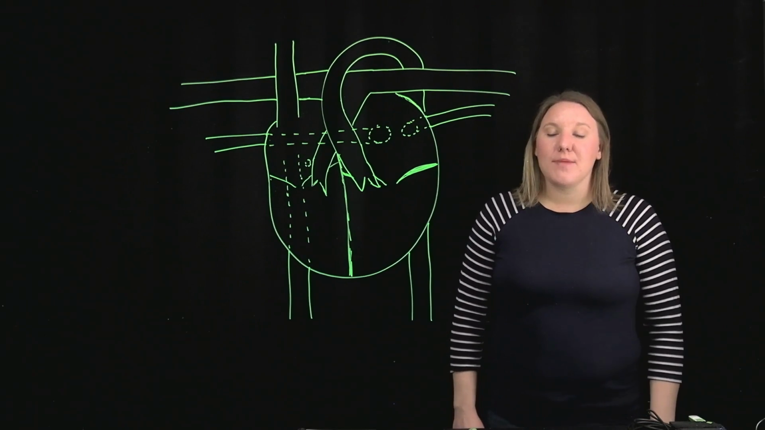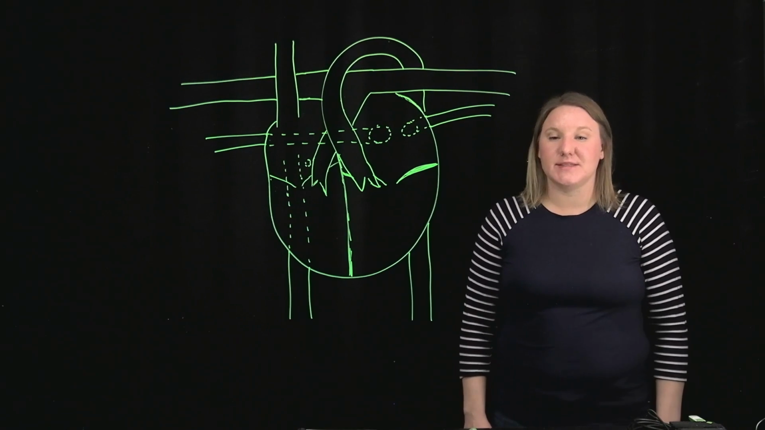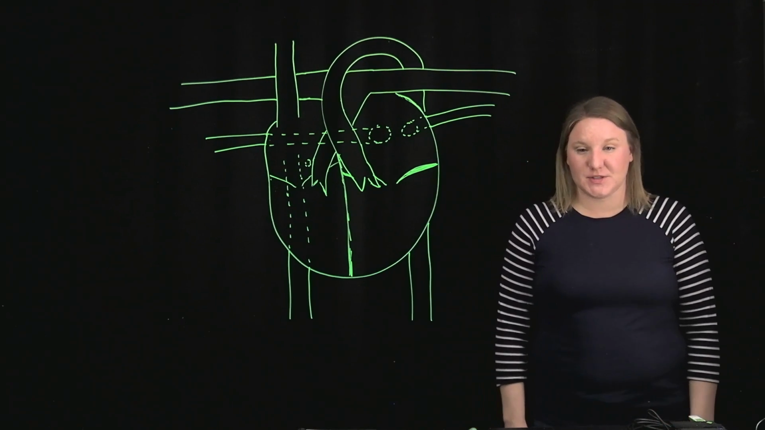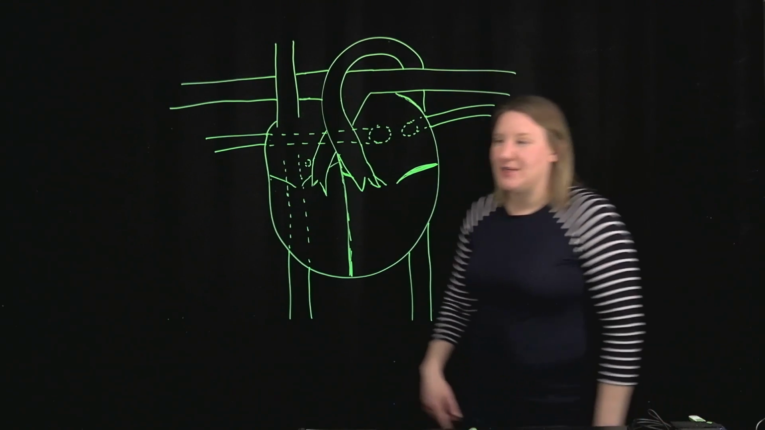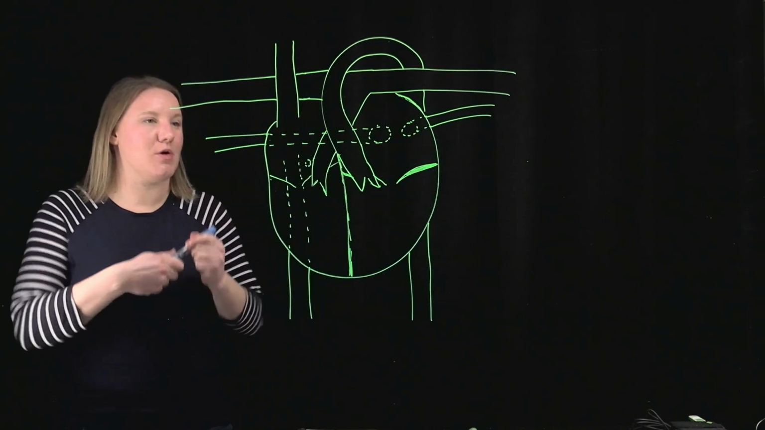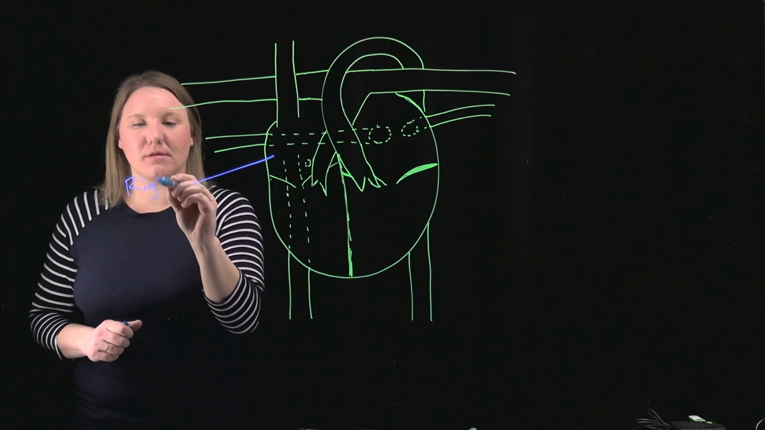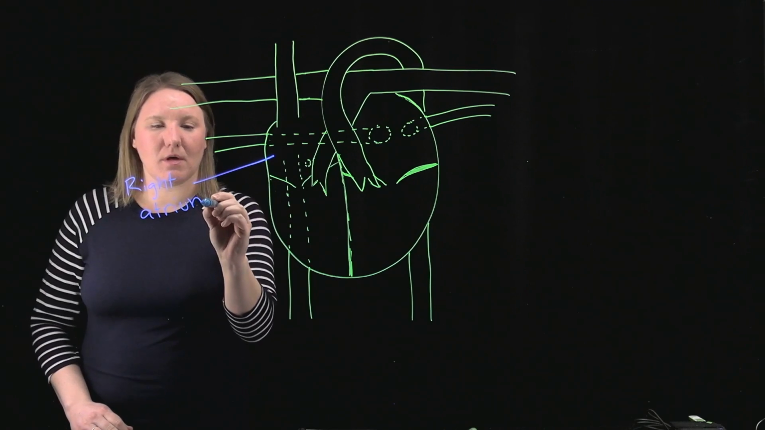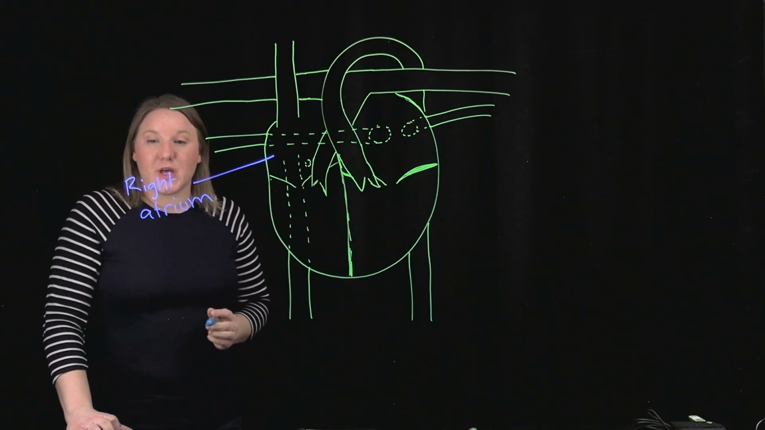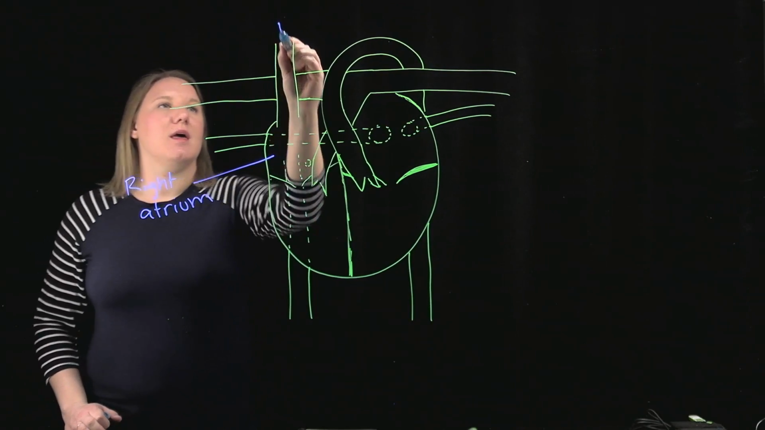In this video, I am going to walk you through the path that blood takes as it travels through the heart. We are going to start this journey at the right atrium, which is this chamber right here. The right atrium receives blood from 3 different sources.